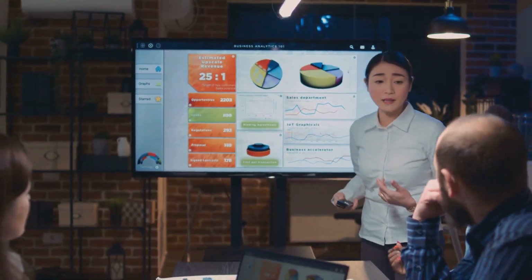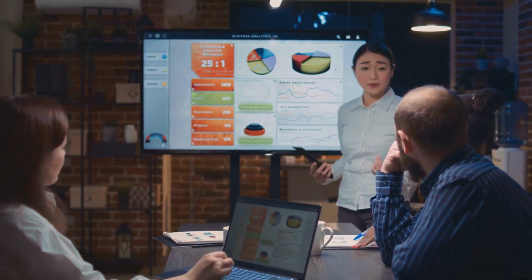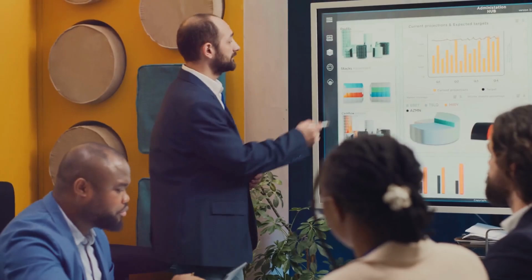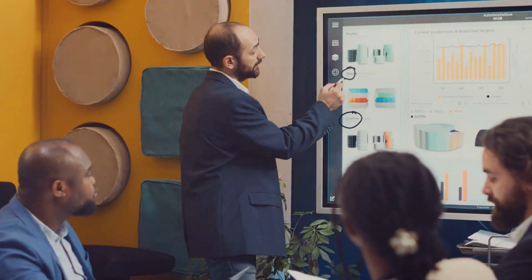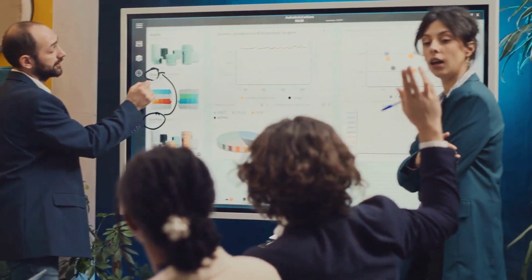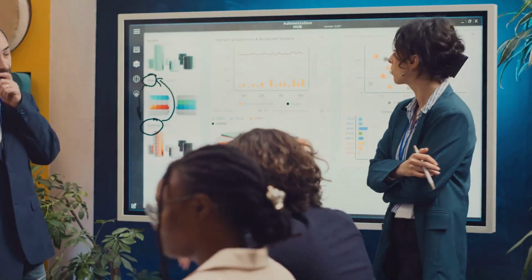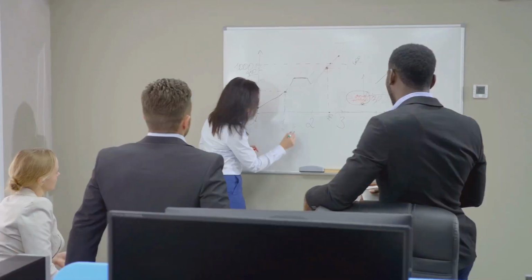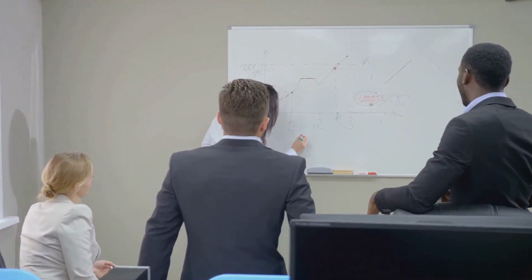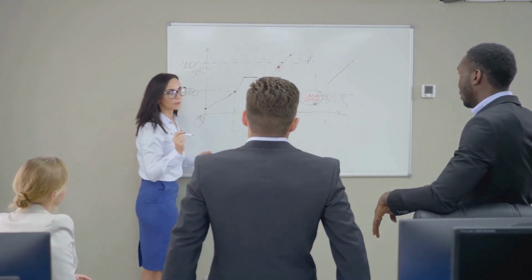The eighth step involves verifying the results. After implementing the solutions, teams need to monitor outcomes to ensure the problem has been resolved effectively. Metrics, performance reports, and team feedback help confirm whether the corrective actions worked as intended. If the issue persists, the team may need to revisit earlier steps and refine their approach.